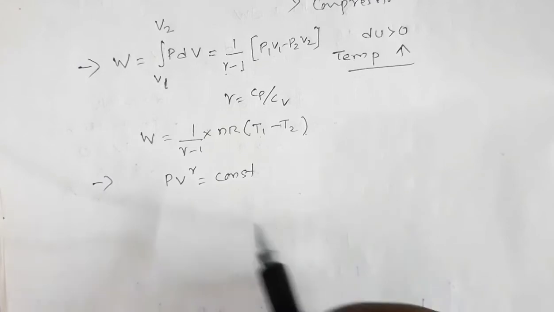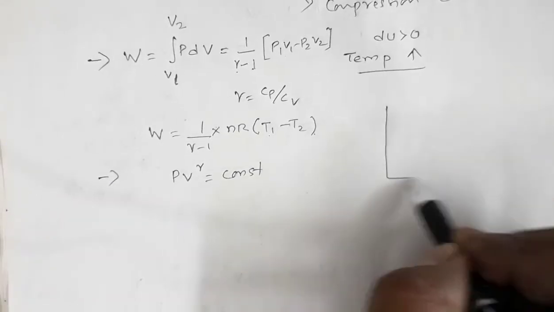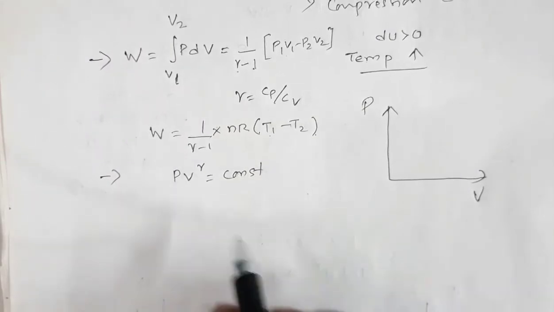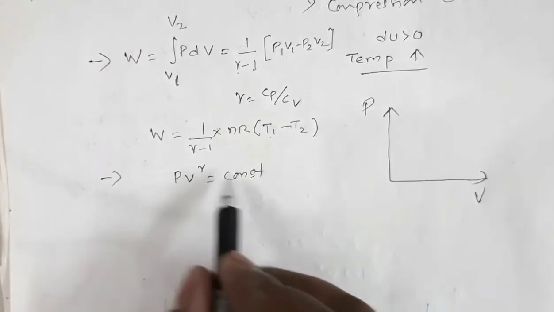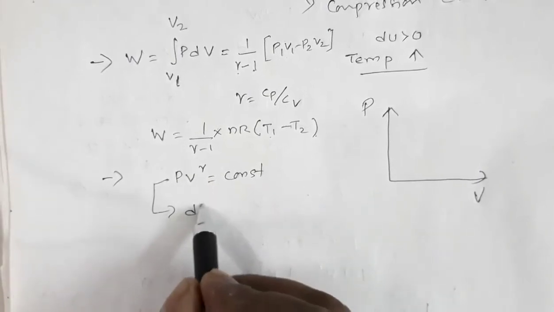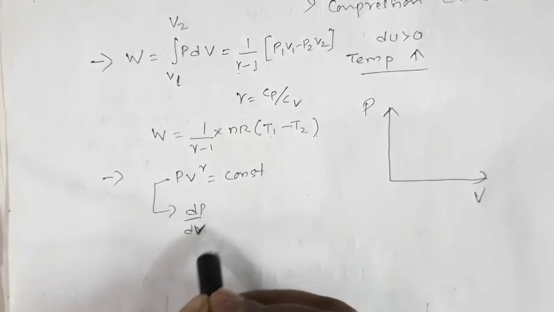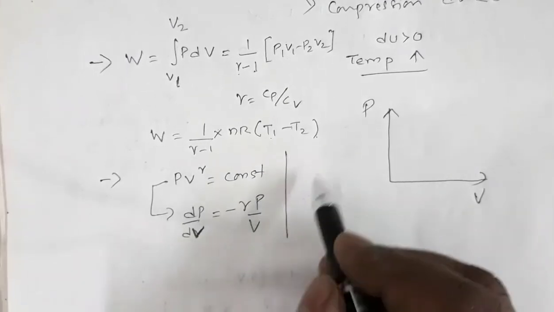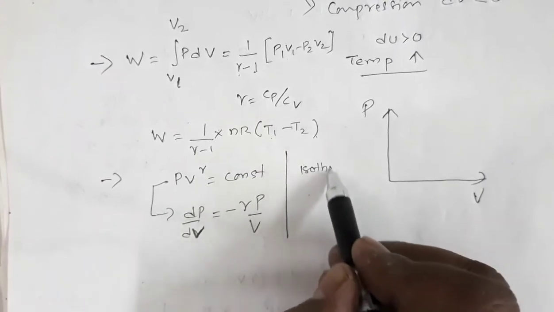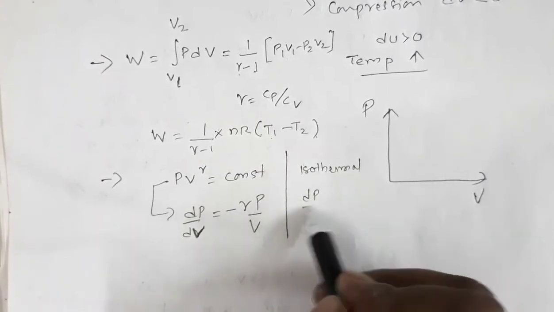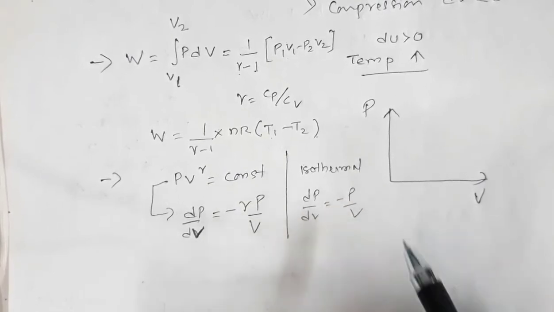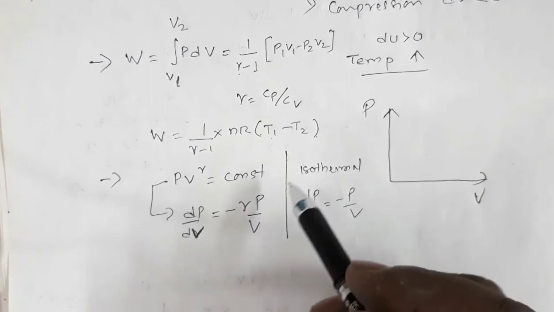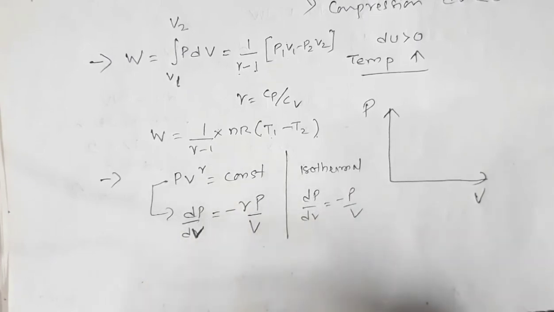Okay, now if you have a PV graph and you have to find the slope of the curve, the slope of the curve will be dP by dV. Now if PV to the power gamma is equal to constant, this gives dP by dV is equal to minus gamma times P by V. Whereas for isothermal process, dP by dV is equal to minus P by V. Now gamma is greater than 1, so this quantity is more negative than this for isothermal process.